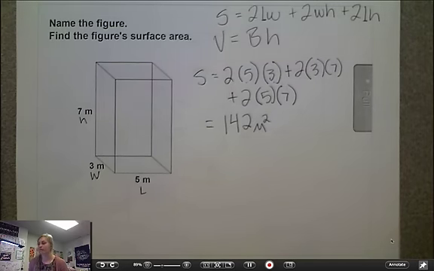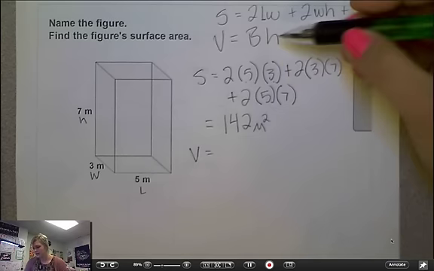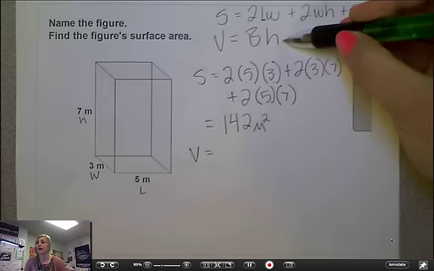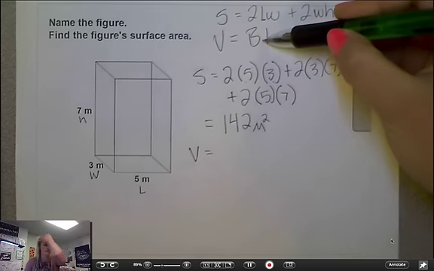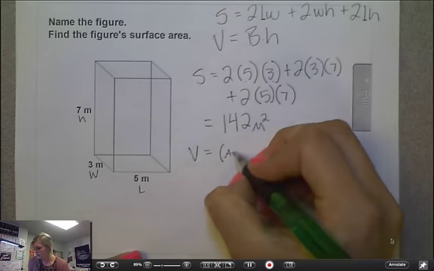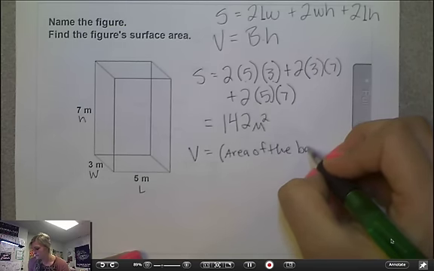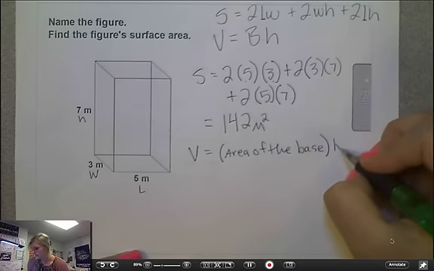Now we can talk about volume. Volume is this big B times H. Now I use this big B for a reason. It means the area of the base. So I'm actually going to write that. Area of the base times the height.